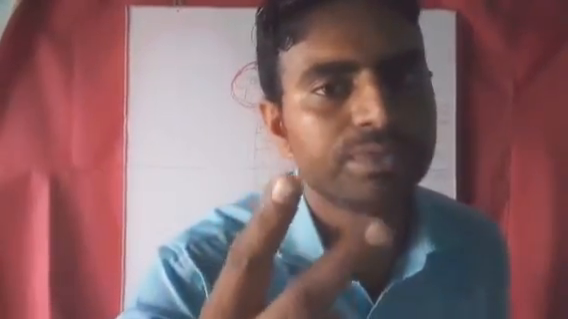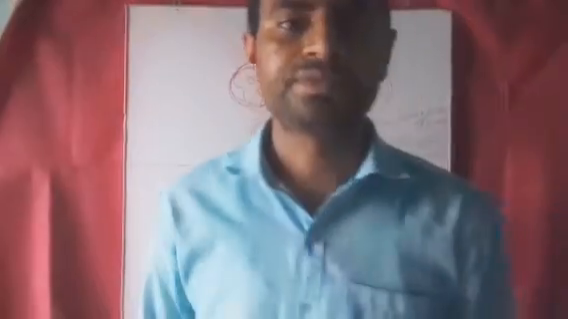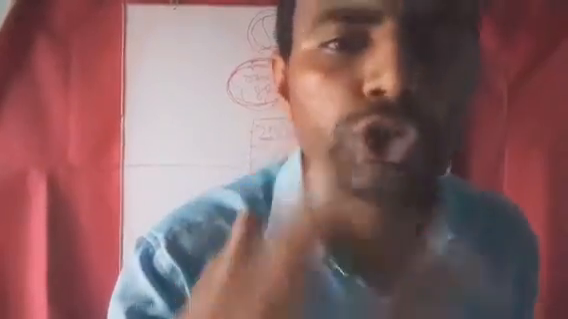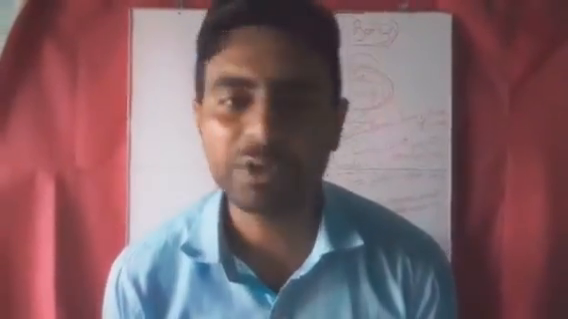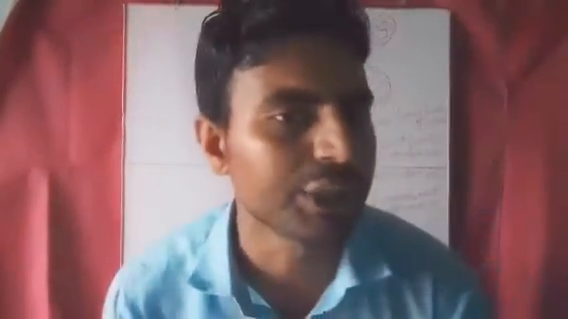Maxilla bone, the number is 2. The maxilla forms the upper jaw. Maxilla forms the upper jaw, and the number is 2. Okay, next is the lacrimal. You know the lacrimal gland is present in the eyes. In this way the lacrimal bone, the number is 2, is present in the eye.